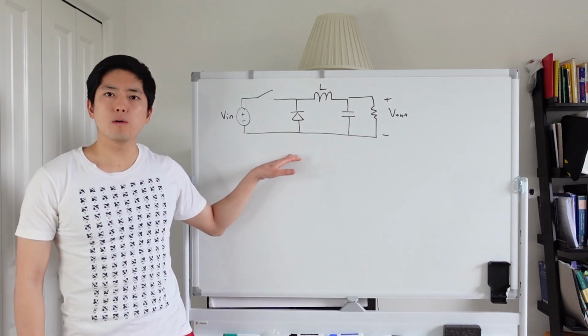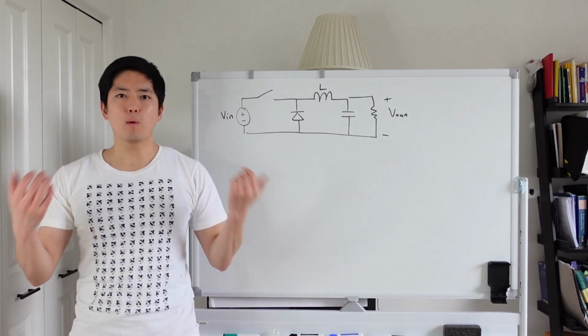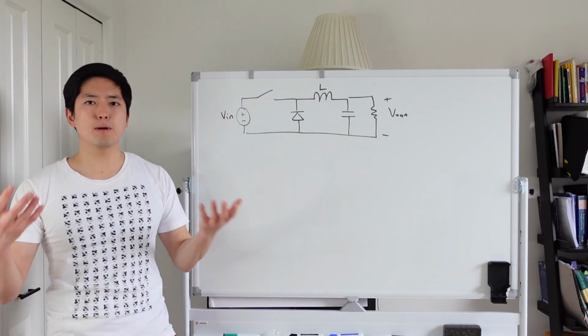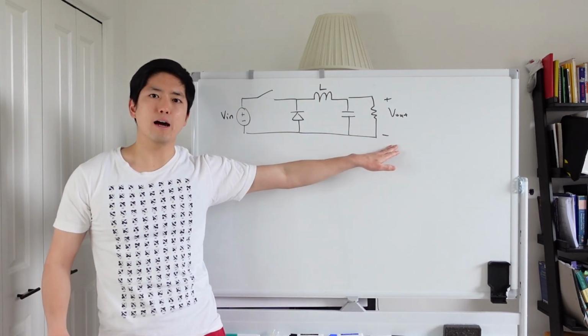This circuit is also known as a buck converter or a step-down converter. And what it does is it takes input voltage, V in, and it brings it down to a lower voltage, V out, across a load.